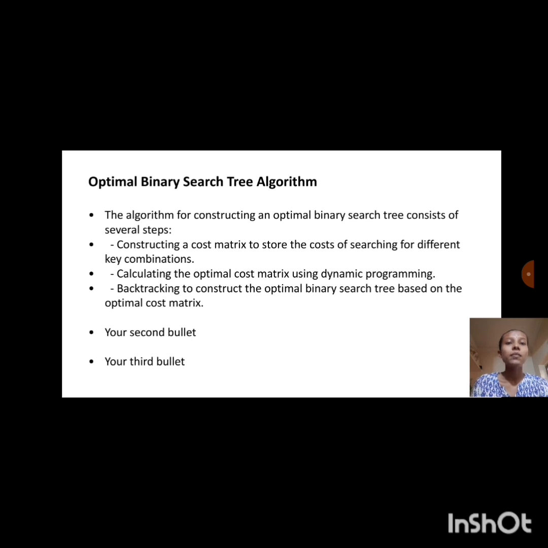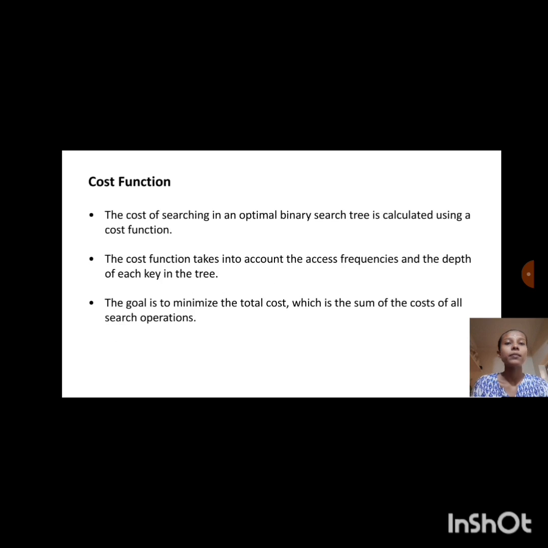Optimal binary search tree algorithm. The algorithm for constructing an optimal binary search tree consists of several steps. Constructing a cost matrix to store the cost of searching for different key combinations. Calculating the optimal cost matrix using dynamic programming. Backtracking to construct the optimal binary search tree based on the optimal cost matrix.